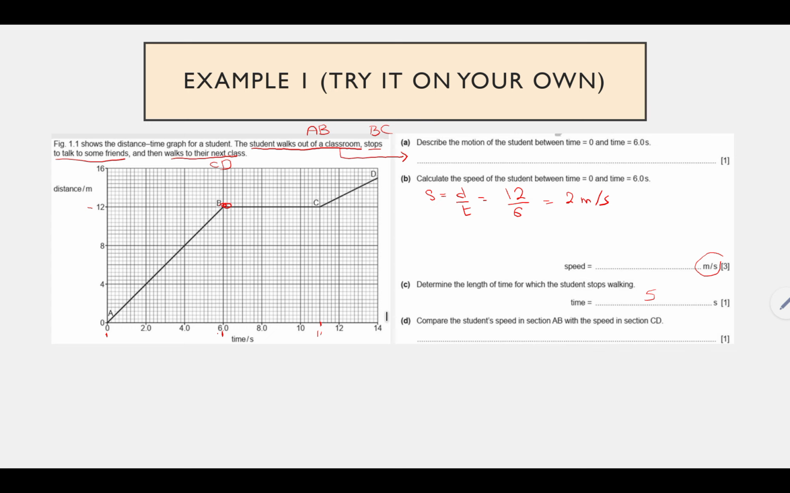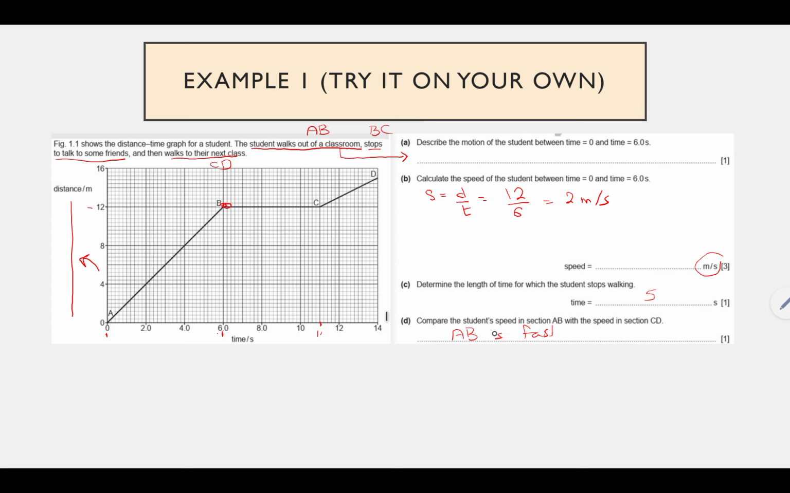Compare the student's speed in section AB with the speed in section CD. The more the slope is inclined or steep, that means that the speed is faster. So which one is faster? AB. Which one is more steep? Steep means it's going towards a vertical line. Which one is more steep? AB or CD? AB. AB is steeper than CD. It's closer to the vertical line. So therefore, AB is faster.